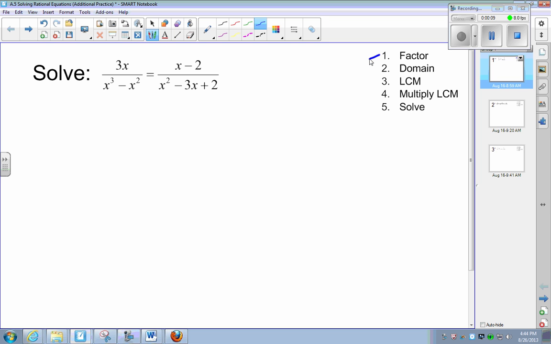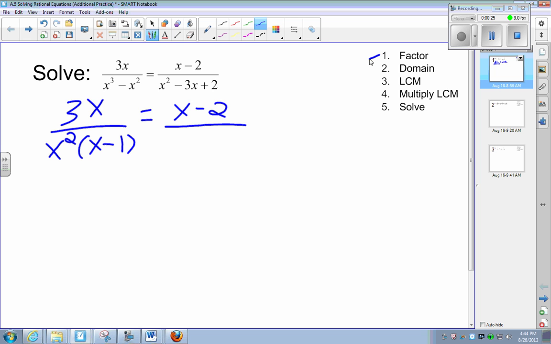Okay, so when we factor this equation out, we're going to factor out 3x, and we're going to GCF this, get that x squared out, x minus 1, equal to x minus 2 all over x minus 1, x minus 2.